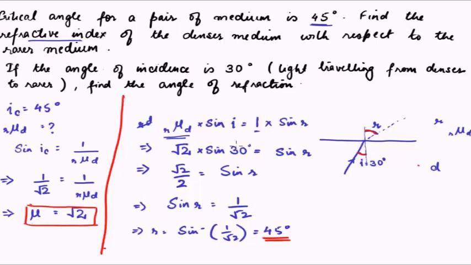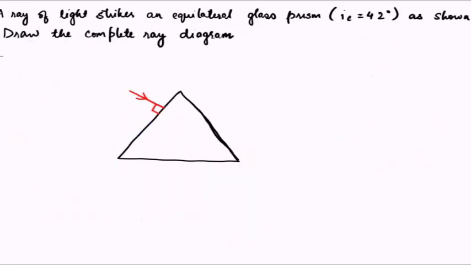Now finally, before we close this chapter, we will see another example. We will draw another ray diagram, and we'll see total internal reflection as well as refraction in this example. The final numerical in this chapter says that a ray of light strikes an equilateral glass prism as shown. So this prism is equilateral, that is, these three angles are 60 degrees each, and the ray of light is striking this surface. Let us call the prism ABC. Then the ray strikes surface AB perpendicular.